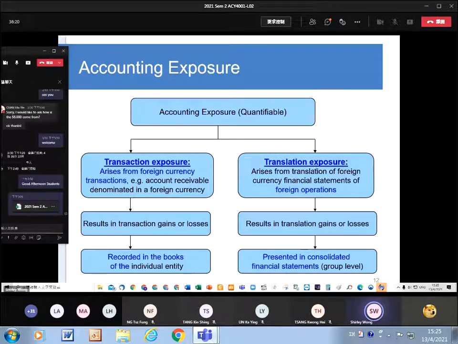And for translation exposure, because you are a foreign subsidiary, finally you need to report at group level. You need to prepare the financial statement the same as the holding company. Therefore, we do some translation, and then we finally suffer the translation gain or loss due to the movement of the exchange rate. This is called translation exposure.